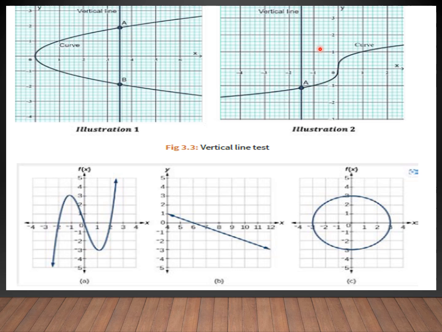This one is also a function because the vertical line test passes through one particular point and it passes the test. So you can also look at these particular diagrams, and you can relate them to your understanding of how you can use the vertical line test to determine whether it is a function or not.